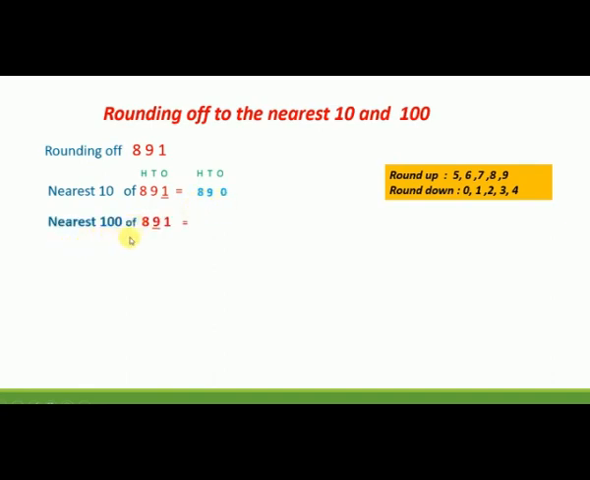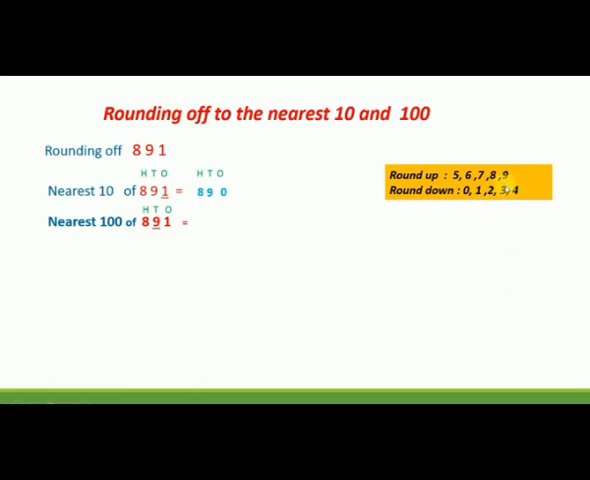Now we will see how to find the nearest 100 of 891. To find the nearest 100, we always have to look at the tens place. So underline the tens place, as we have the number 9 in the tens. Now come to the round up and round down list. Okay, now the number 9. Is number 9 in the round up list or round down list?